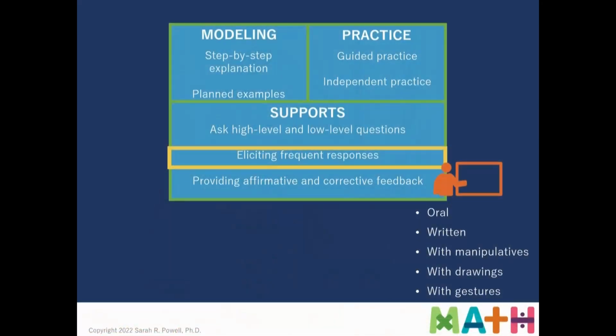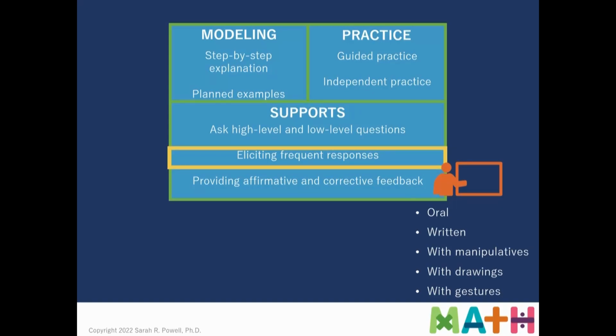So let's think about ways that students can respond. Students can respond orally. Maybe they do a choral response, or maybe they do a turn and talk to the partner, or maybe students raise their hand and we ask one student to share their ideas. Students can do written responses. So maybe it's write this on your whiteboard, or write this on your workbook, or write this on your paper. Students can respond by showing things with manipulatives. Maybe you're doing something with fractions and students are getting their fraction tiles out and showing you how to solve that problem. Maybe they're working with base 10 blocks. That would be another manipulative that we could use.